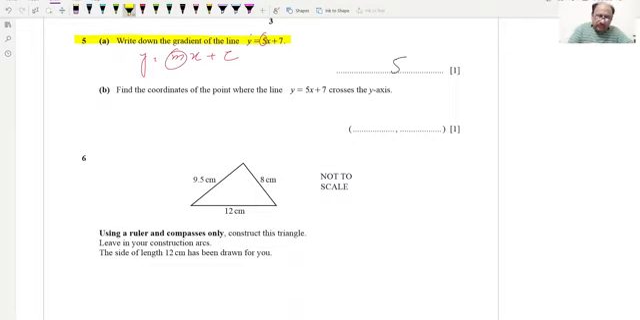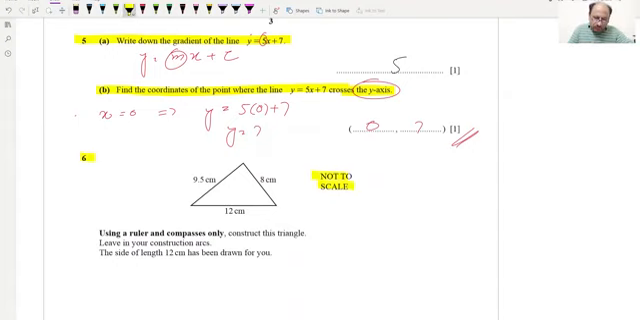And second part, B part, find the coordinates of the point where the line y is equal to 5x plus 7 crosses the y-axis. So on the y-axis, x will be equal to 0. This implies y is equal to 5 into 0 plus 7. So y will be equal to 7. So x is 0, y is equal to 7. This will be for 1 mark. Hopefully you understood this.